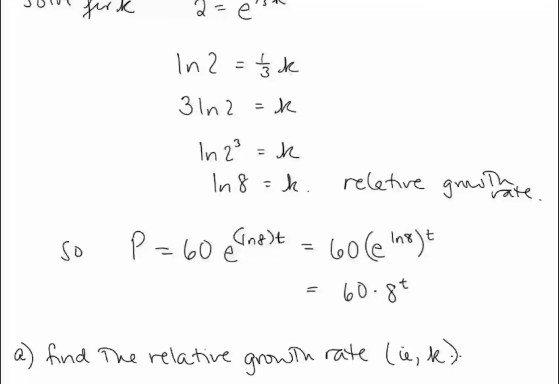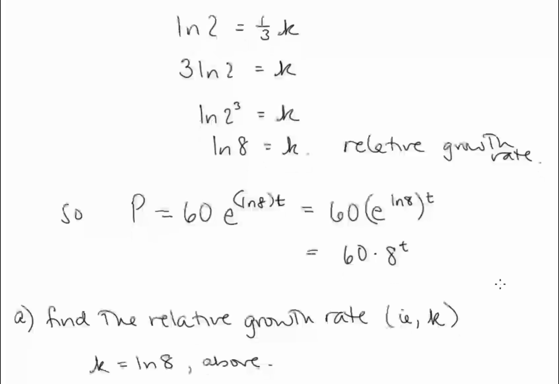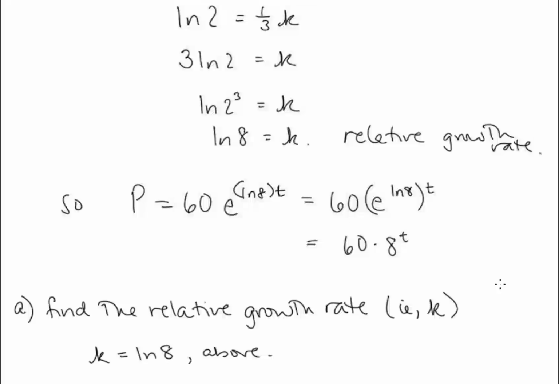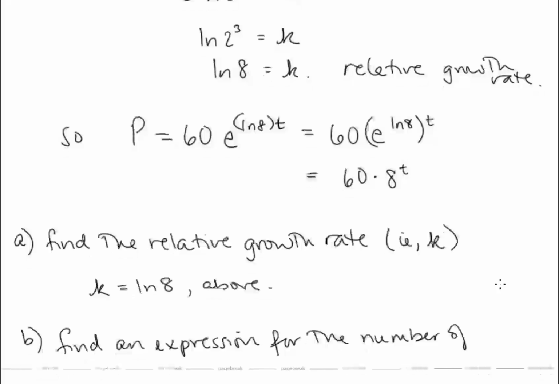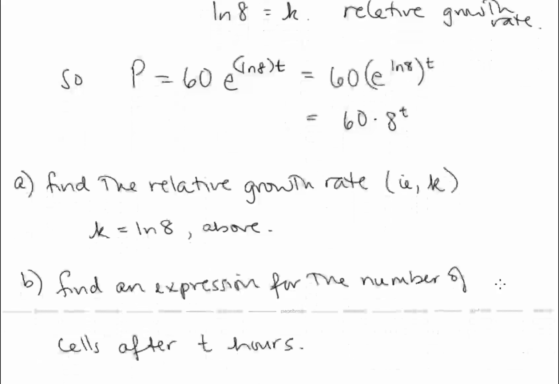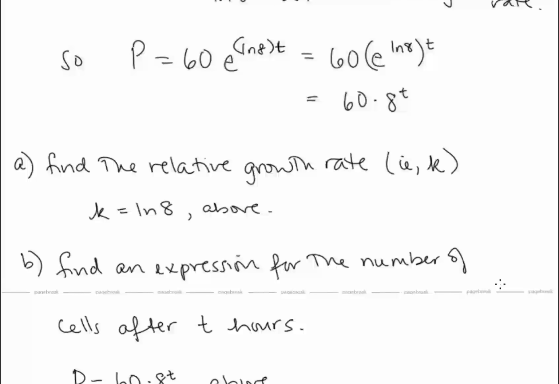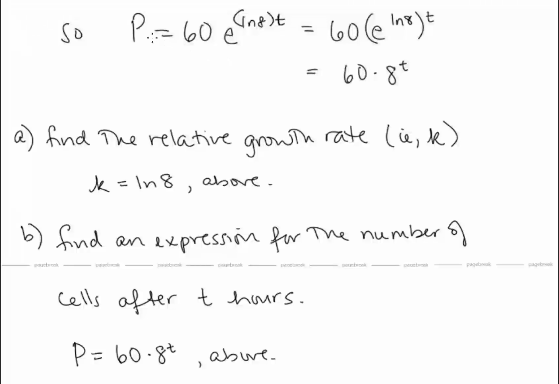So part A of this question says, find the relative growth rate. Well, we know the relative growth rate refers to K, and we found K to be ln 8. So ln 8 is the answer to part A. Part B says, find an expression for the number of cells after t hours. And that's exactly what we solved here. We found P equals 60 times 8 to the t. So we answered part B.